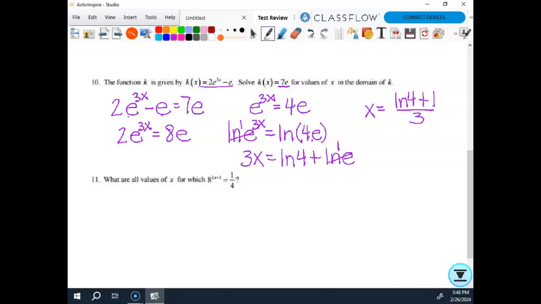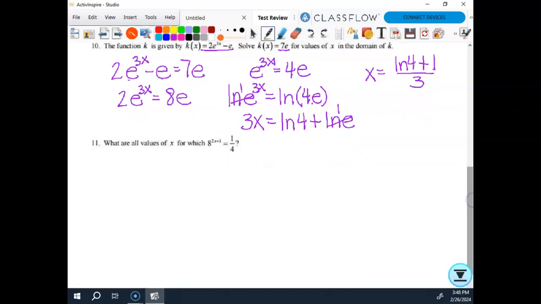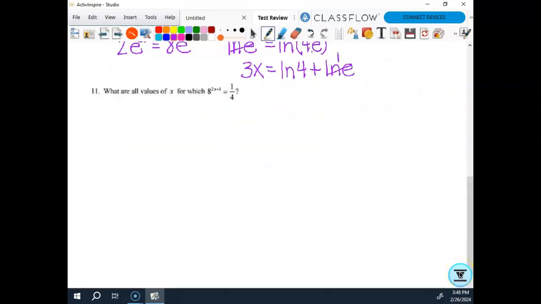Alrighty. So then I want all the values of x for which this is true. So here I think I can get common bases, and I'll just do it in one step. So I know I can get a base of 2 on both of these. You could also do 1/2, but I don't think most of y'all would like doing that. So I know 8 can be 2 to the third, and then that's to the 2x plus 1 power.